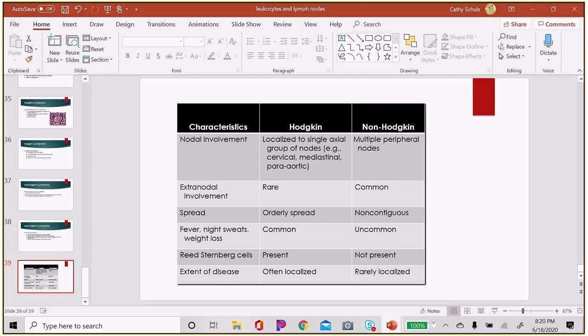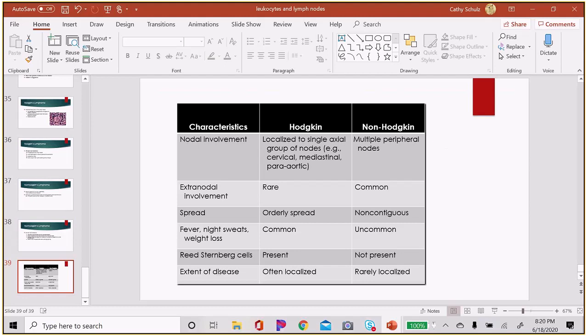Extranodal involvement means that there is overgrowth of these lymphocytes that has gone over or overgrown the actual lymph node itself. Sometimes with a non-Hodgkin's lymphoma, you can't even tell if what is now a cancer was actually even a lymph node. There won't be any normal tissue left.